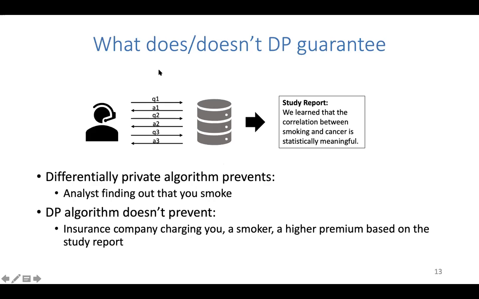Right, so what DP guarantees and what DP does not guarantee. For example, let's say that a data set consists of patients' hospital records, or patients' health records, and there's an analyst or researcher making queries and getting answers, making another query, getting another answer, making another query, getting an answer. Just a series of queries and learning some statistical stuff about the data set.